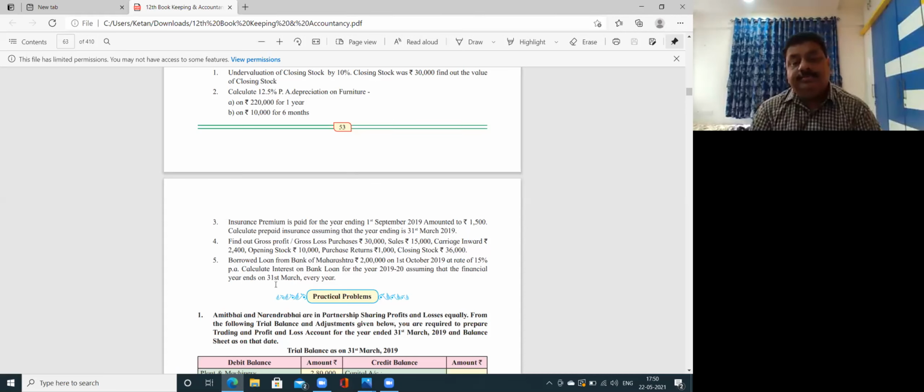नंबर 4, फाइंड आउट ग्रॉस प्रॉफिट और ग्रॉस लॉस. परचेसेस आर 30,000, सेल्स आर 15,000. यहाँ पे कुछ गड़बड़ है शायद. द सेल्स मस्ट बी, क्योंकि आपका परचेस 30,000 है और सेल्स का कितना है? 15,000 है. आई थिंक इट शुड बी 1,50,000. लेट अस सी. Carriage is worth 2,400, opening stock 10,000, purchase returns are 1,000, closing stock is 30,000. Okay, calculate gross profit or loss.